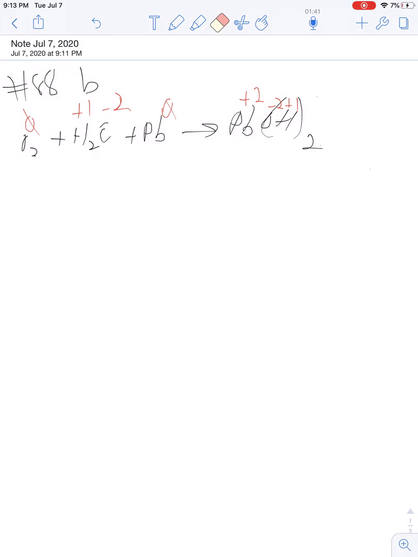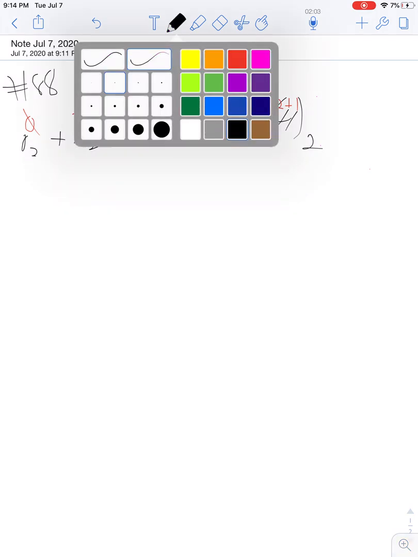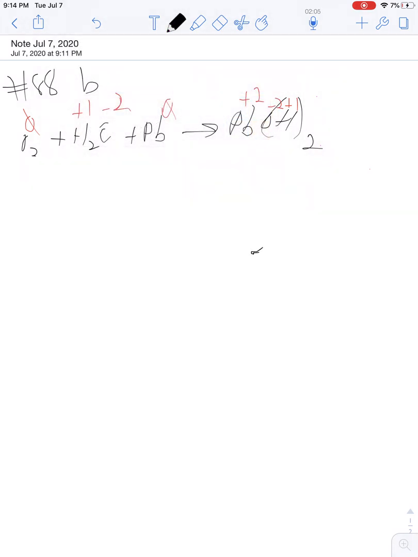Now I have to find out who is being reduced and who's being oxidized. So I can see that my oxygen is going from 0 to -2. Therefore, my oxygen must be reduced. My lead is going from 0 to +2, so my lead is being oxidized. Okay, so we start by writing down my reaction here. So I've got oxygen is my reduction, and then my oxidation is lead. Okay?